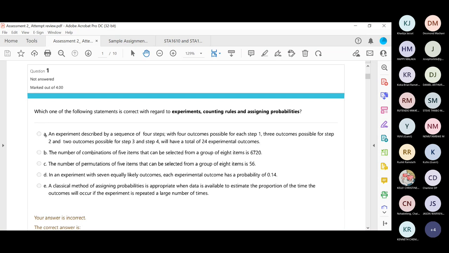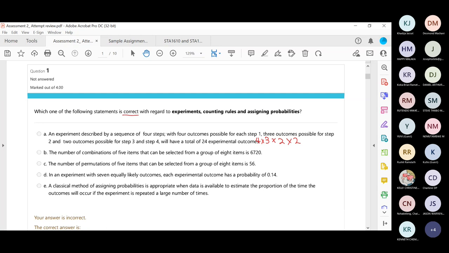For this one, you will say it's 3 multiplied by 2 multiplied by 2. How many steps? Four outcomes from step one. Okay, so I'm missing four. Four multiplied by three multiplied by two, because there are three outcomes and there are two outcomes for step three and step four. So then it means two again. So you need to calculate that outcome and see if it gives you 24.